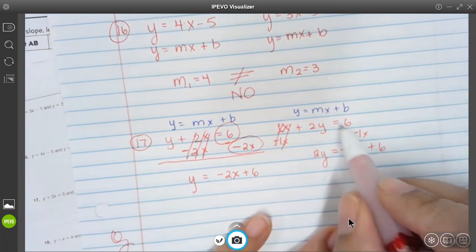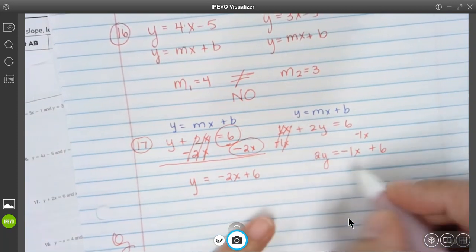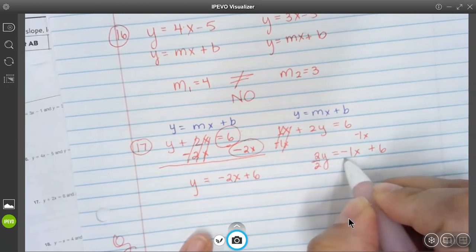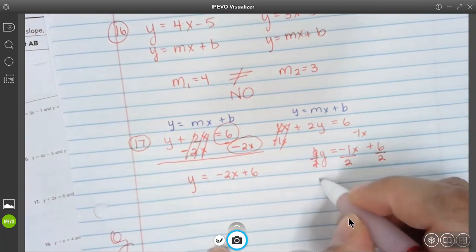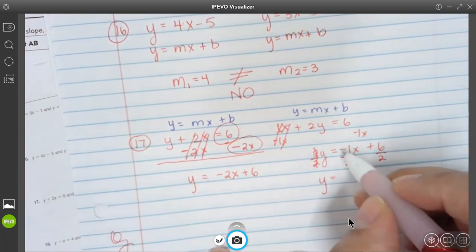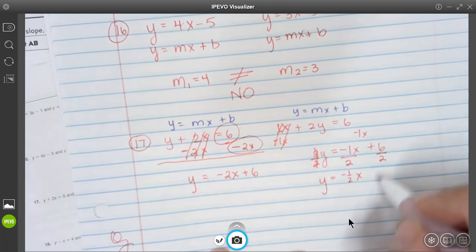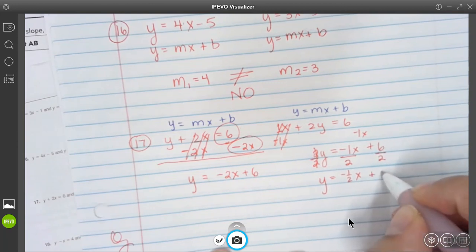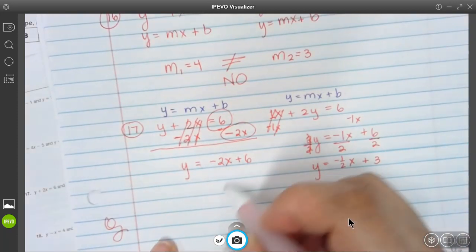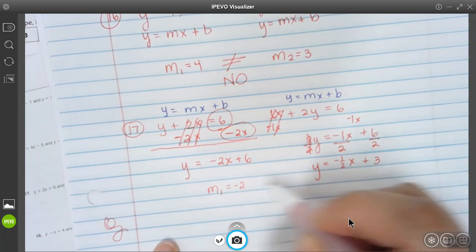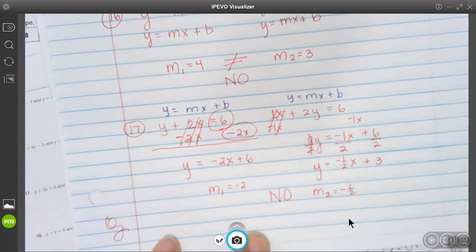But this is still not y equals mx plus b, because the coefficient has to be a 1, whereas the coefficient here is a 2. So we're going to divide this term by 2, this term by 2, and that term by 2. Every single term gets divided by 2. So now we have y equals, this right here is a negative 1/2 in front of the x, and then 6 divided by 2 is 3, so plus 3. They're both positive. All right, so let's see. Are these two equations parallel? The slope here is a negative 2, and the slope here is a negative 1/2. So the answer is no, they are not parallel.